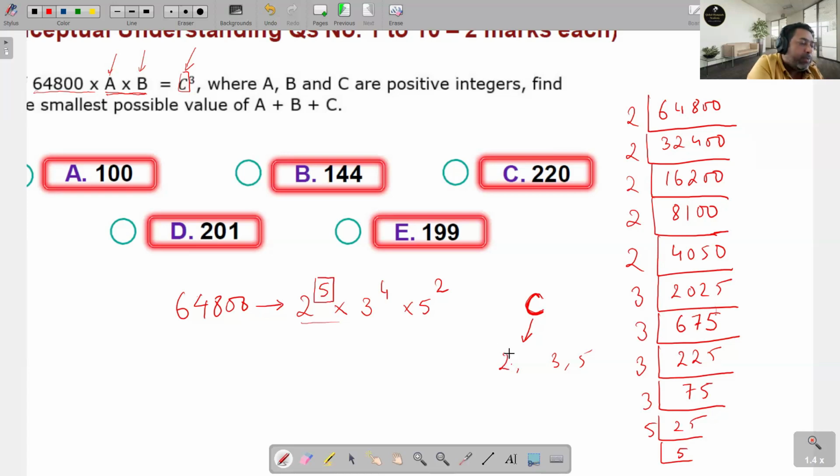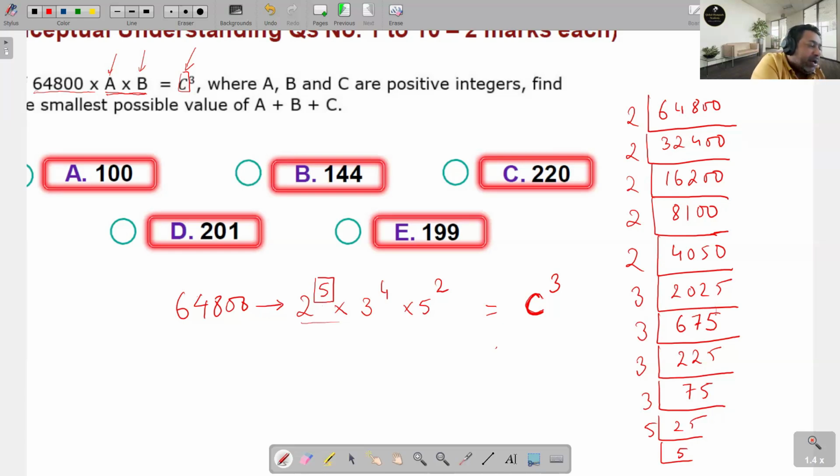Now understand, in a cube number, for example, if this number was 2 into 3 into 5, when we cube it, it will become 2 cube into 3 cube into 5 cube. So these powers will always be multiples of 3. If we had a 2 square, it would become 2 to the power 6, 2 times 3. So we need to understand that C cube will always have the powers of each prime as a multiple of 3.